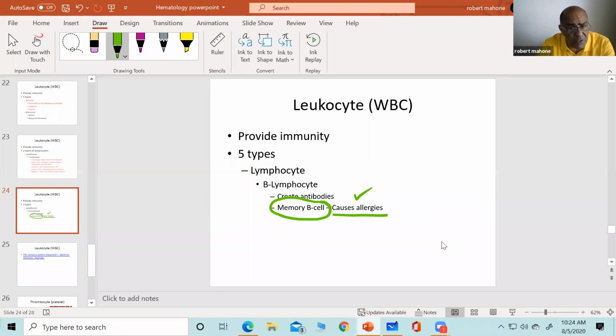You can't be allergic till you've been exposed at least once. You won't be allergic until that memory B cell is created. Once it is, you're allergic from now on. So that's why you can't be allergic to something on the first exposure. You don't have this right here yet. So the first time you get stung by a bee, you're going to create this. The next bee sting, full-blown allergic reaction.